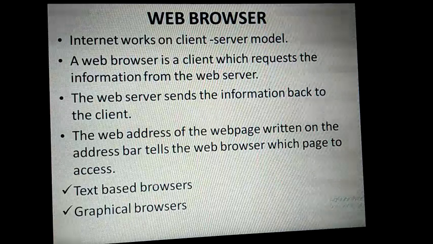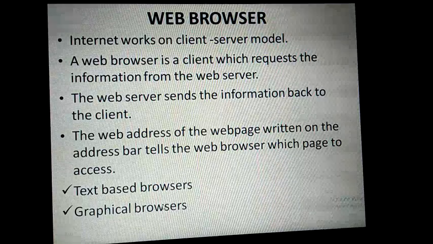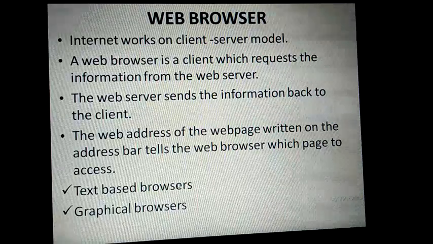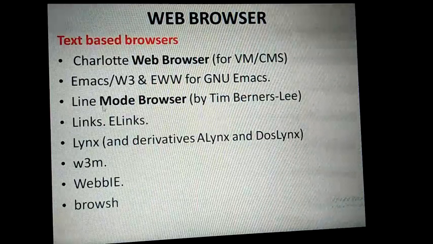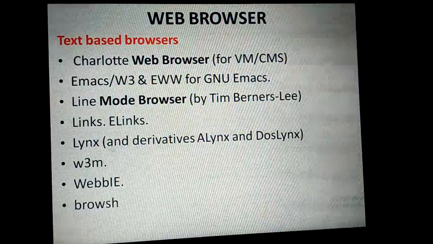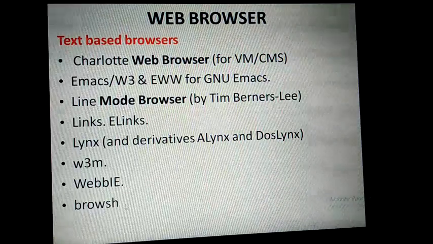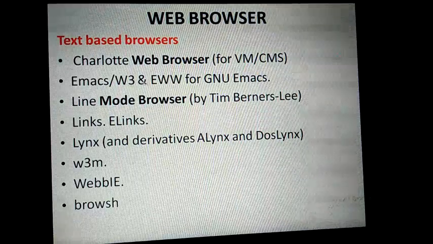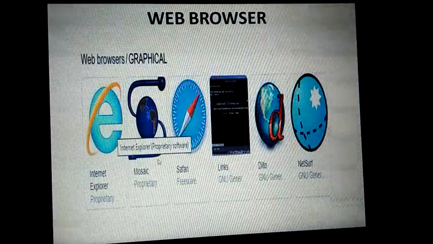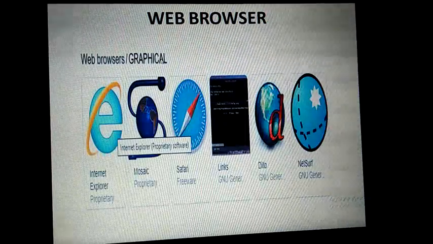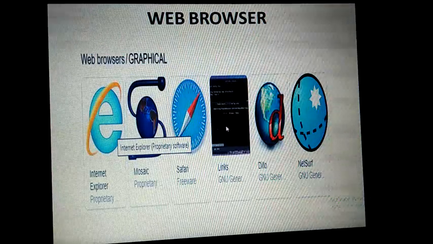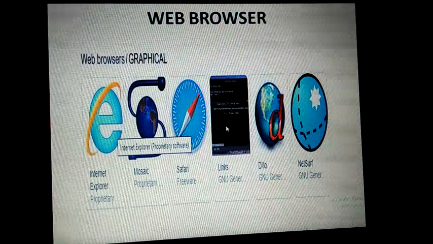There are two types of browsers: text-based browsers and graphical browsers. By default we always go for graphical browsers only. Some text-based browsers available are Links, E-Links, W3M, Webby, Browse, Line Mode browser, Emacs, and Charlotte web browser. Like this, some text-based browsers also exist. Graphical browsers are Internet Explorer, Mosaic, and Safari. What we use in regular life is graphical web browsers only.